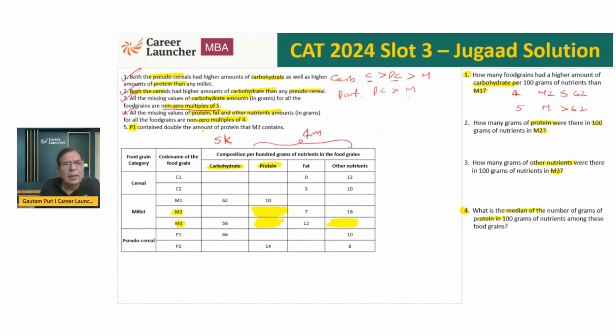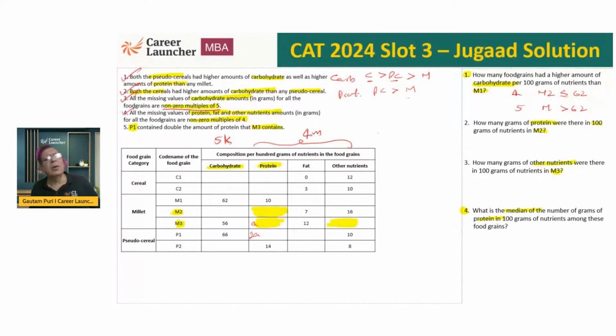P1 contained double the amount of protein that M3 contains. Let me assume M3 has A units of protein. So what will P1 have? 2A. Okay. Now let's go back.